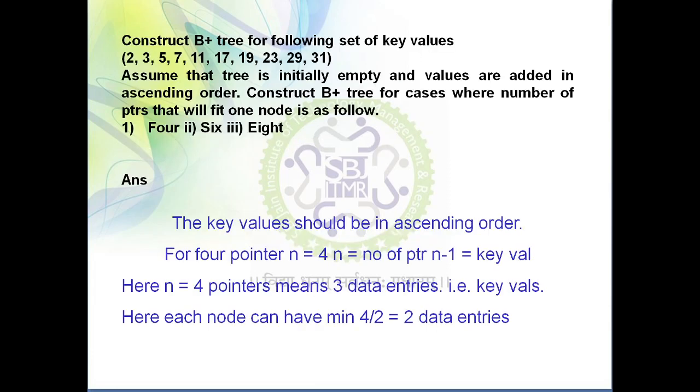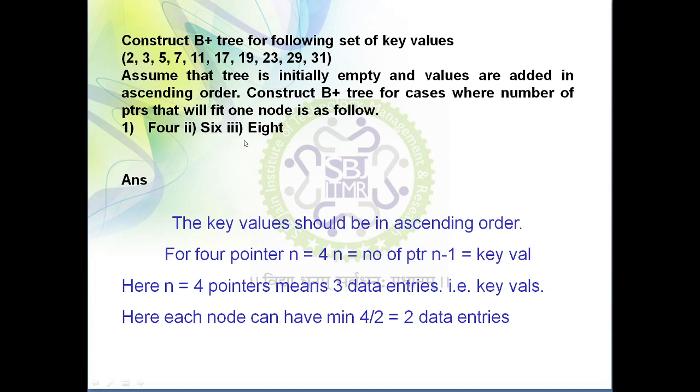So first of all, let us consider one simple example and try to solve it. What is the example? We have to construct a B plus tree for the following set of key values. You have been given a set of key values for which you need to construct a B plus tree. Assume that the tree is initially empty and values are added in ascending order. Construct a B plus tree for a case where the number of pointers that will fit in one node is given as 4, 6 and 8.